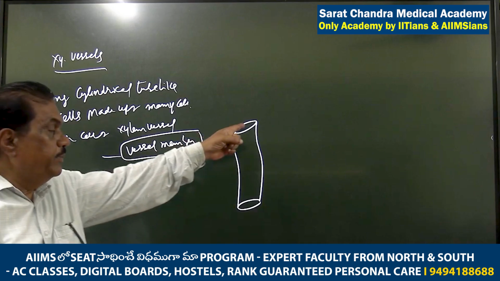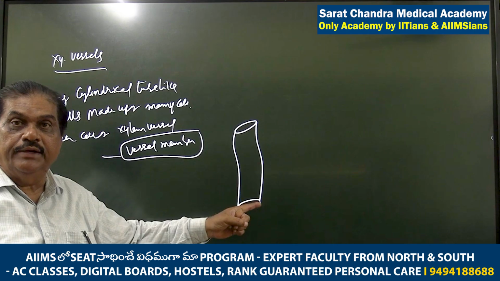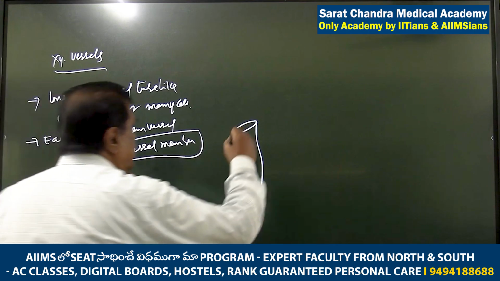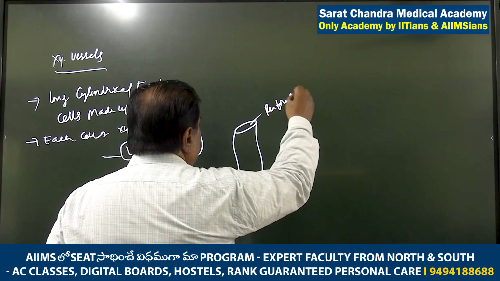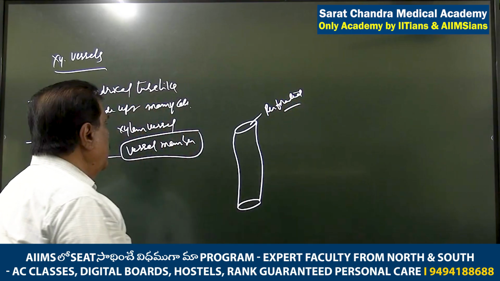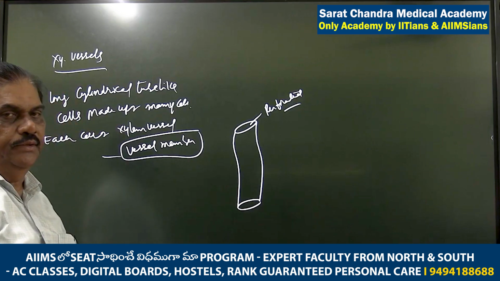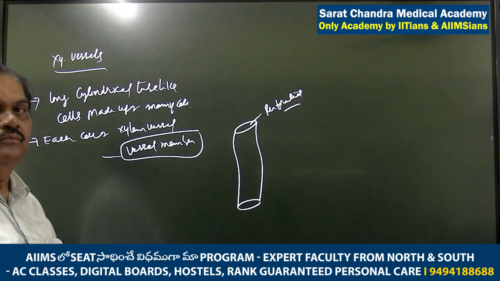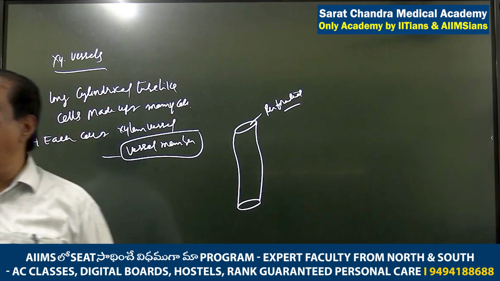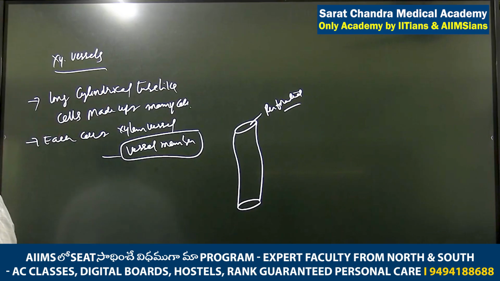The end walls of the vessel members are perforated or non-perforated. This is the perforation. The end walls of the vessel members are perforated. Vessel members are dead cells and are devoid of protoplasm. They are without protoplasm and are treated as dead cells.